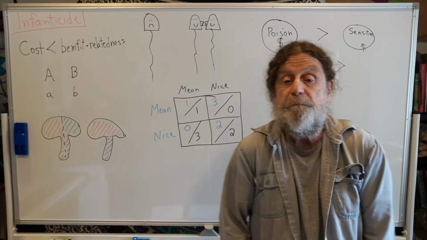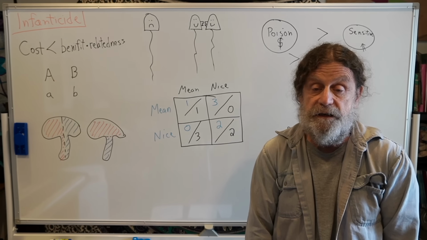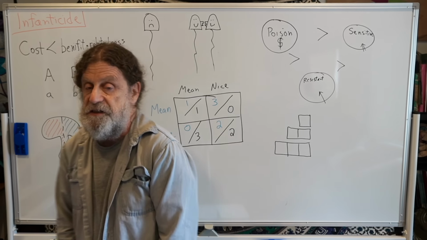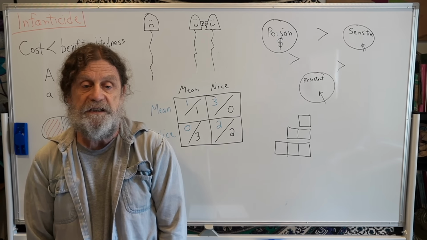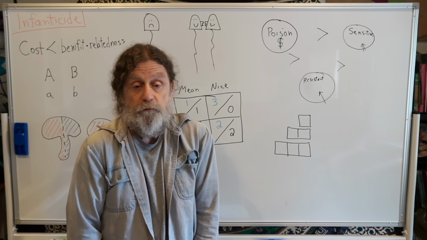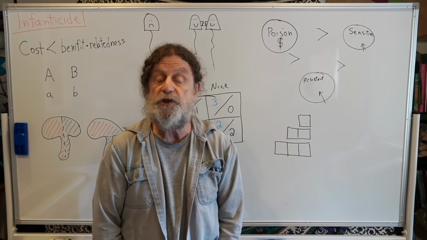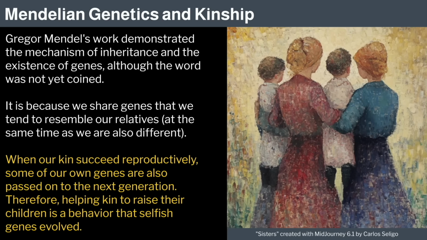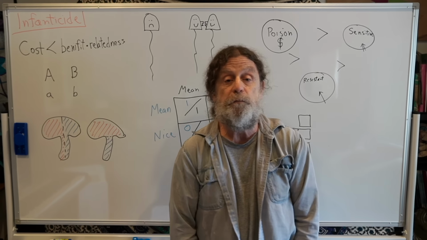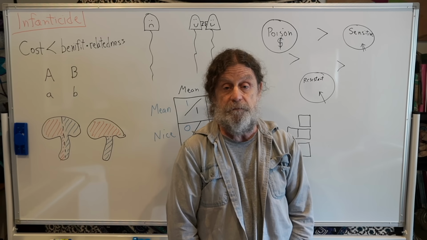He figured out the mechanism of inheritance over the course of generations. He found the evidence for the existence of genes, even though the word didn't exist yet. Mendel showing us, here's how you're related to your relatives. You share genes with them. And this critical point with Mendelian genetics is the more closely related you are to someone, the more genes you share in common.